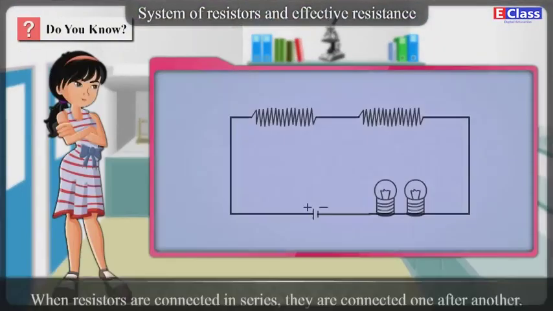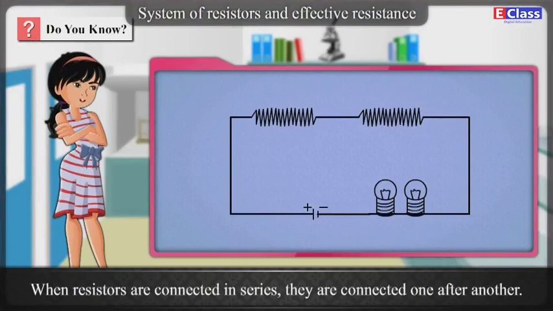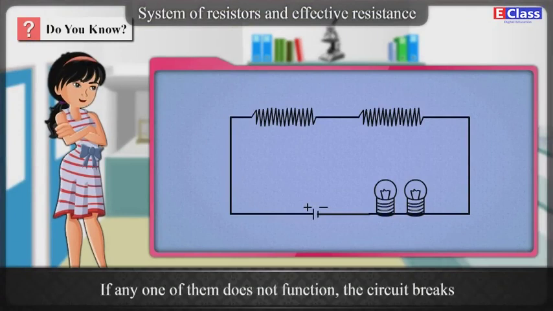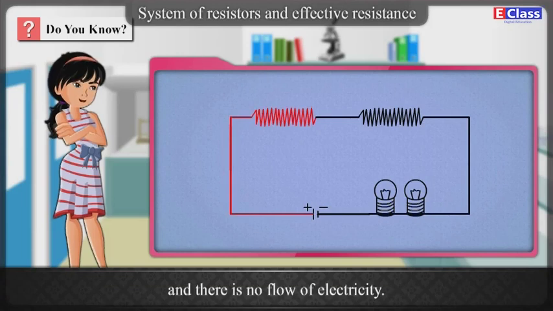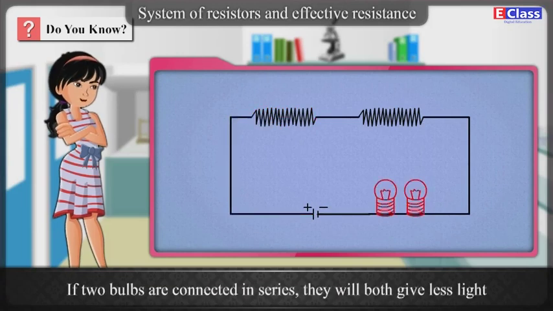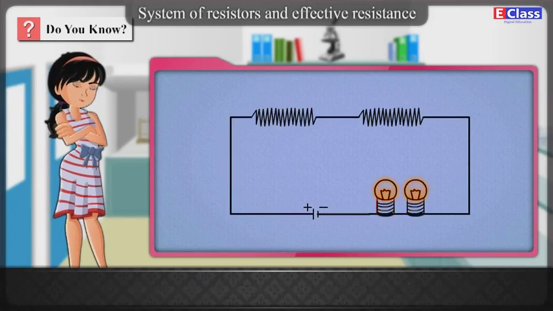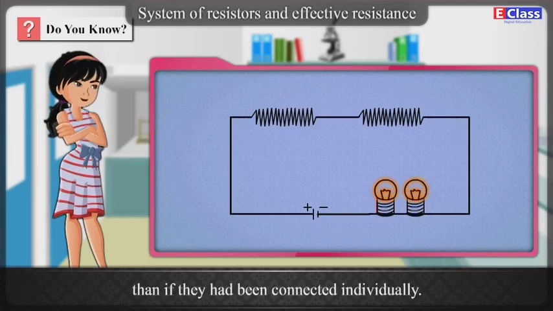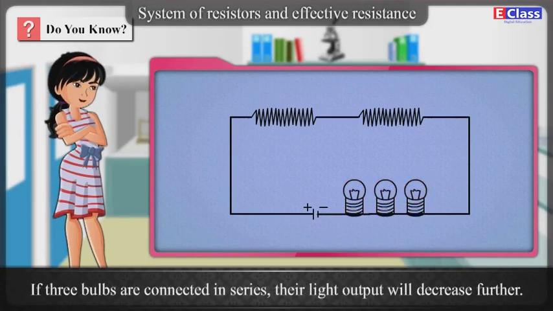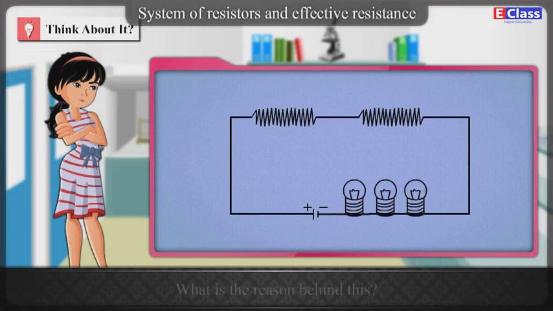Do you know? When resistors are connected in series, they are connected one after another. If any one of them does not function, the circuit breaks and there is no flow of electricity. If two bulbs are connected in series, they will both give less light than if they had been connected individually. If three bulbs are connected in series, their light output will decrease further. Think about it. What is the reason behind this?